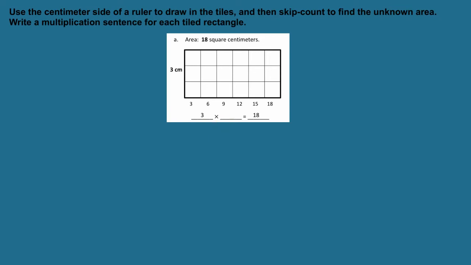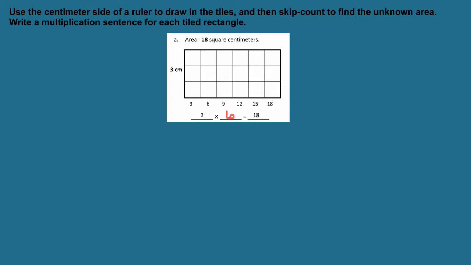Now, we can do this a couple of ways. For this problem, let's do it by just counting how many columns there are. So if we know there's 3 rows, which plugs in for the width, we have to count how many columns there are. So there's 1, 2, 3, 4, 5, 6 columns for the length.